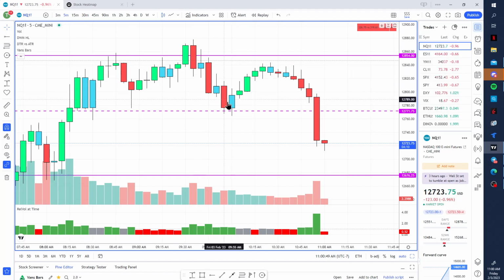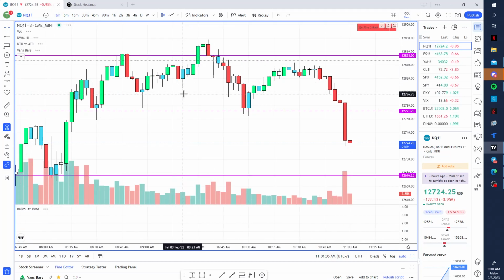So you would short that, and then you're looking for the next level, and then possibly the next level below. So you did have to hold through some, but you never broke the high of this candle, so you would still be in it, and you'd be good. Let's see what it looks like on the 3-minute.